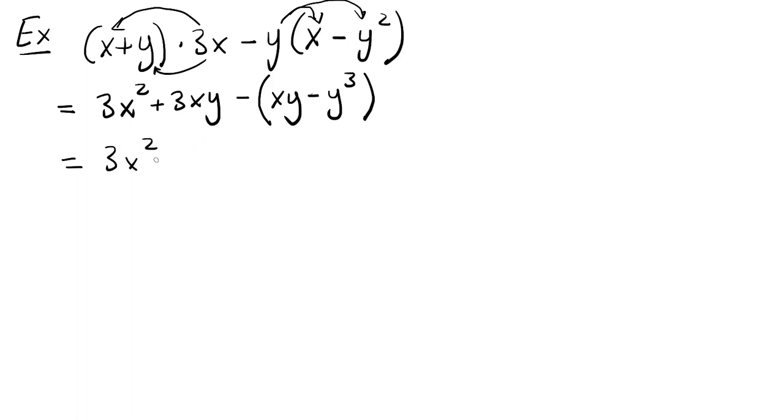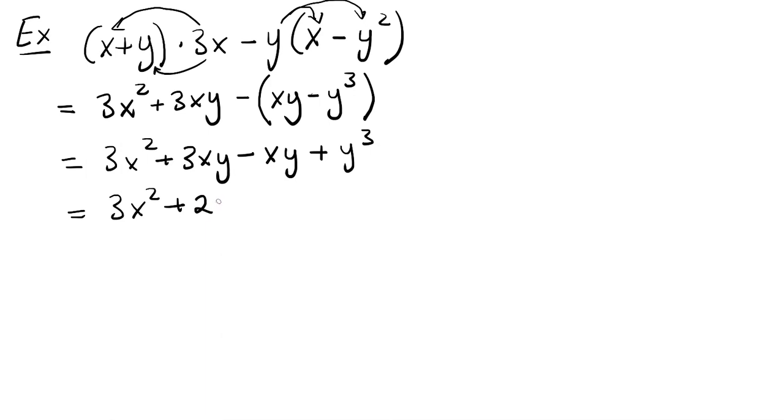Of course, we can do it directly in one step, but it's easier to avoid errors if you do it in two steps. So now we need to change the signs here. Can this be simplified? Yeah, this part cannot be simplified at least. So this is 3xy minus xy, so it's 2xy plus y to the third.